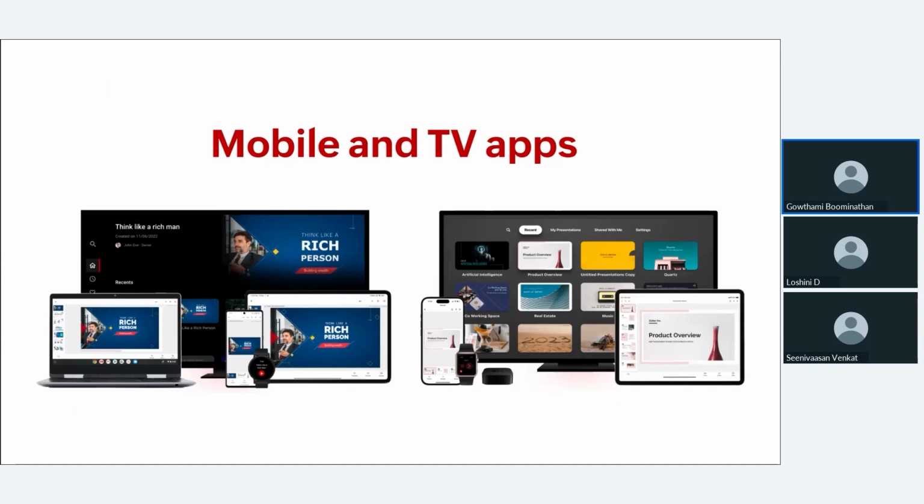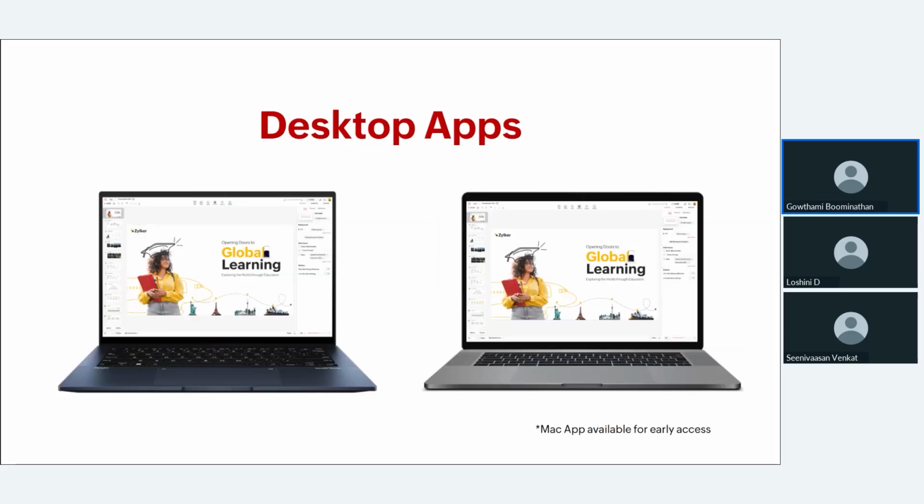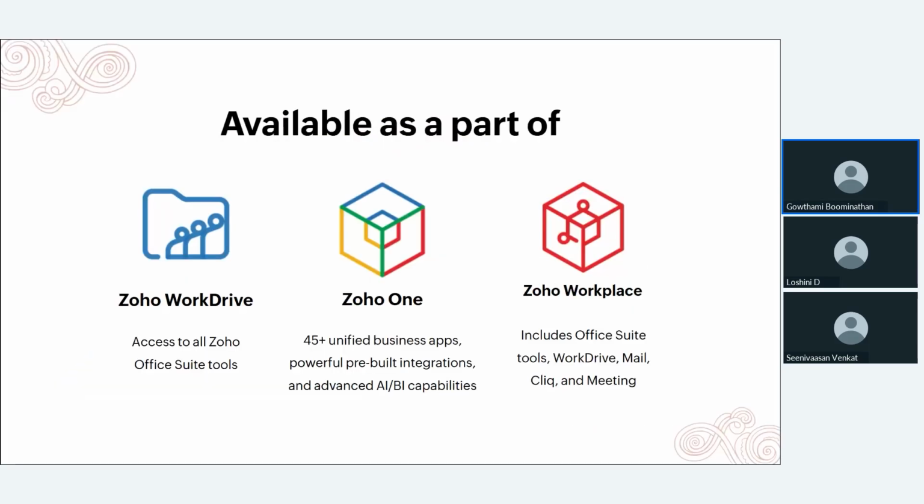Show isn't just limited to your desktop. We're also available on iOS and Android devices and also as smart TV apps. We're also available as desktop apps for Windows and Mac. Now, as such, Show is not priced, but some of the features like Livecast or Library are premium features available for users who are a part of WorkDrive, Zoho One, and Workplace.